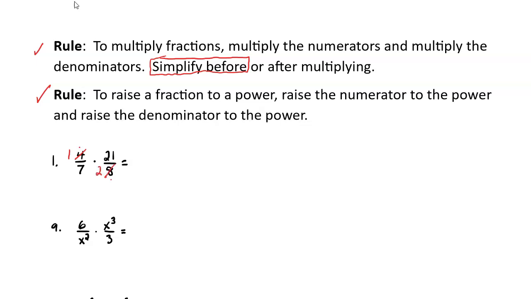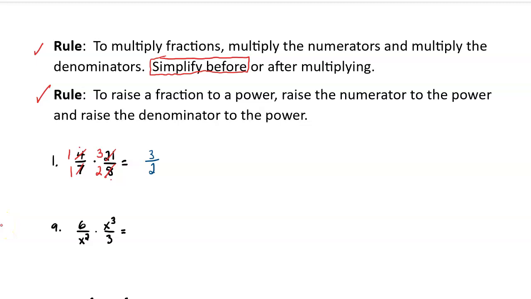You can reduce the 21 and the 7. They both divide by 7. You cancel them out and you write down what you get when you divide by 7. Now multiply the numerators and multiply the denominators.